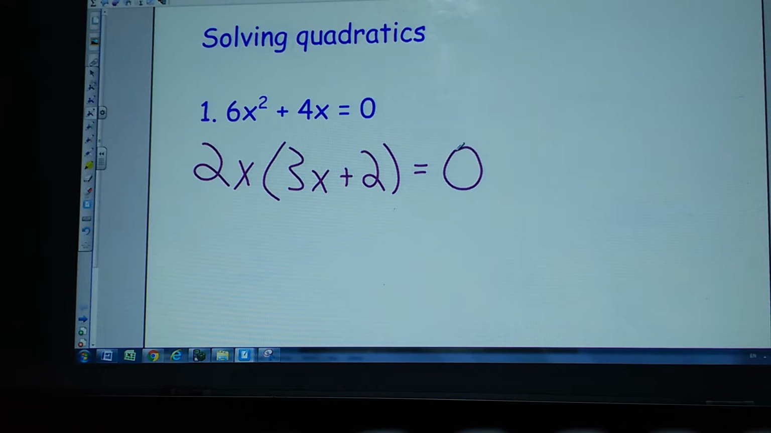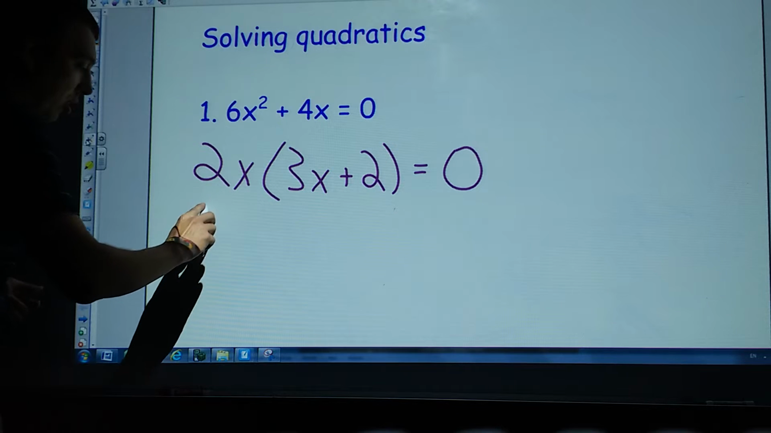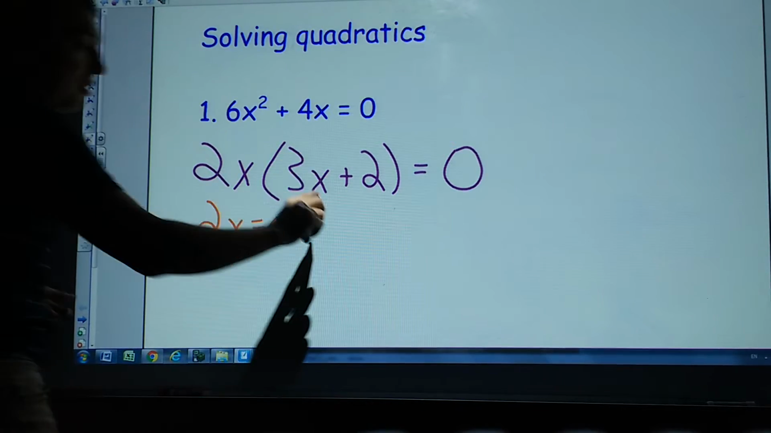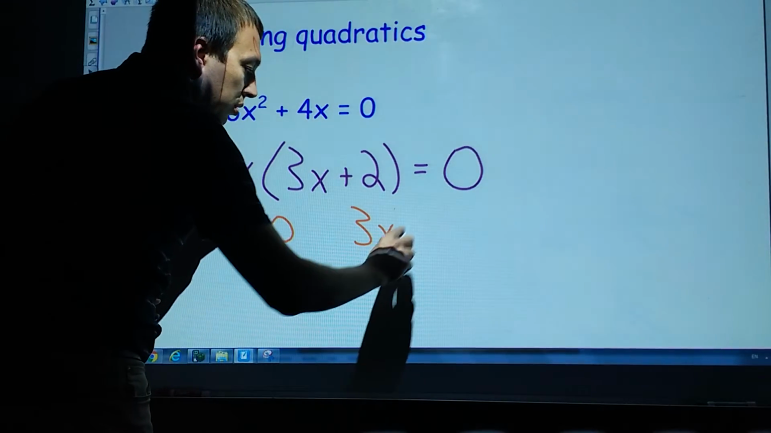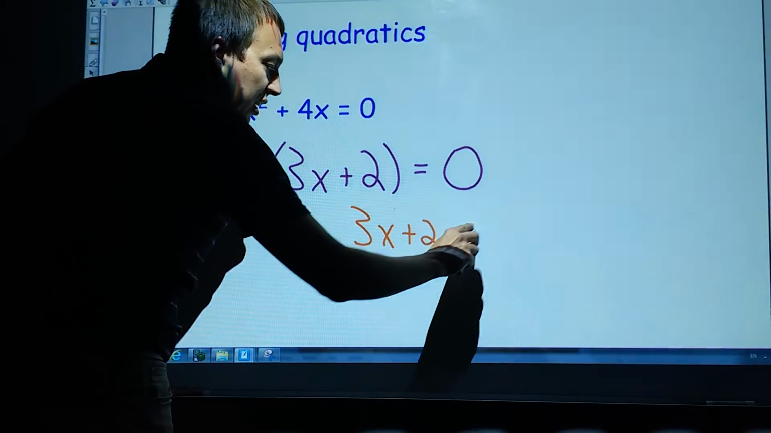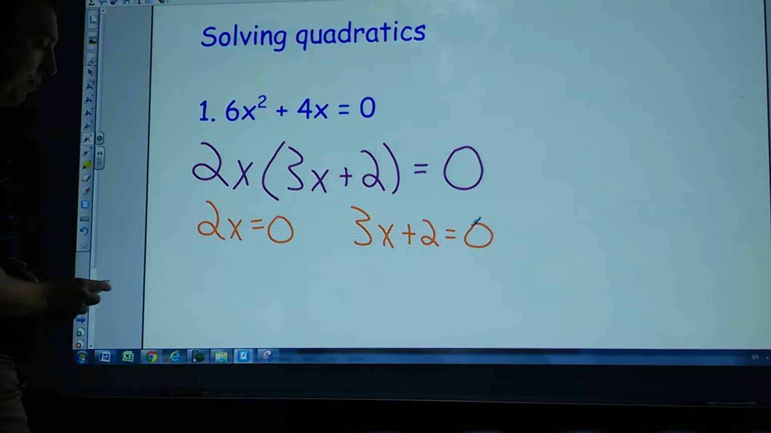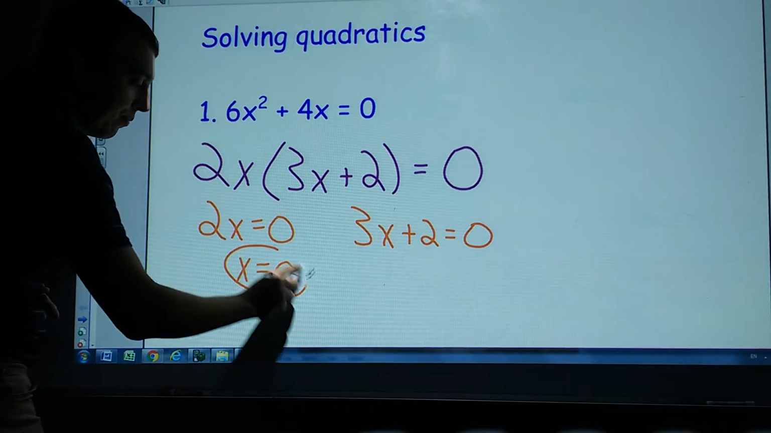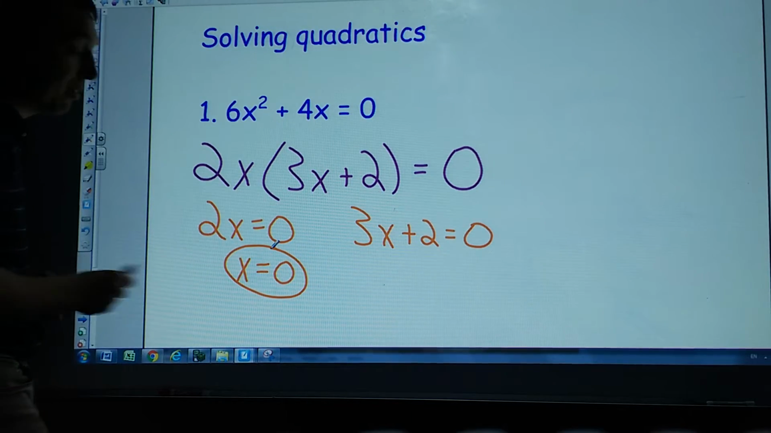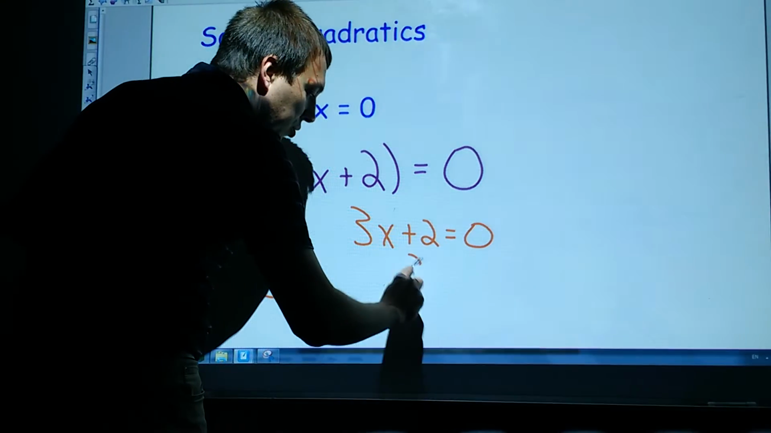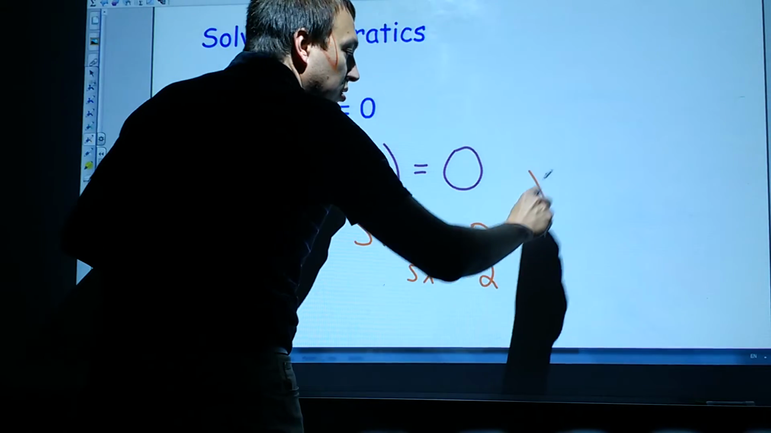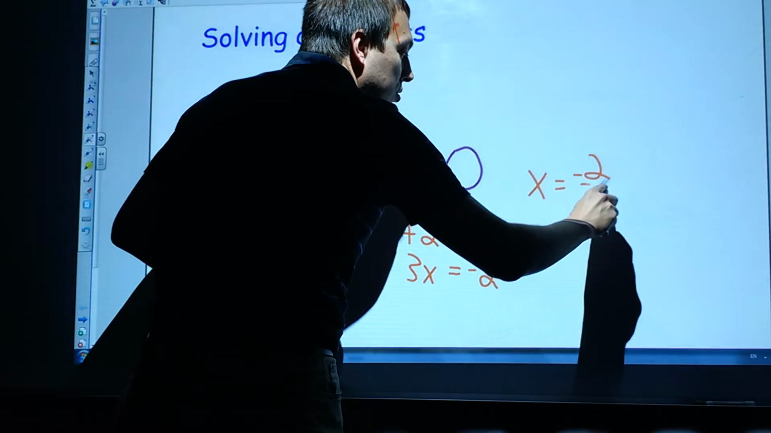Now, I'm going to set each part equal to 0. So I'm going to set this outside part, 2x, equal to 0, and this parenthesis equal to 0. And then these are fairly easy to solve. Divide by 2, one answer is 0, and the other answer is going to turn out to be a fraction. Subtract 2, so 3x equals negative 2, or x equals negative 2/3.